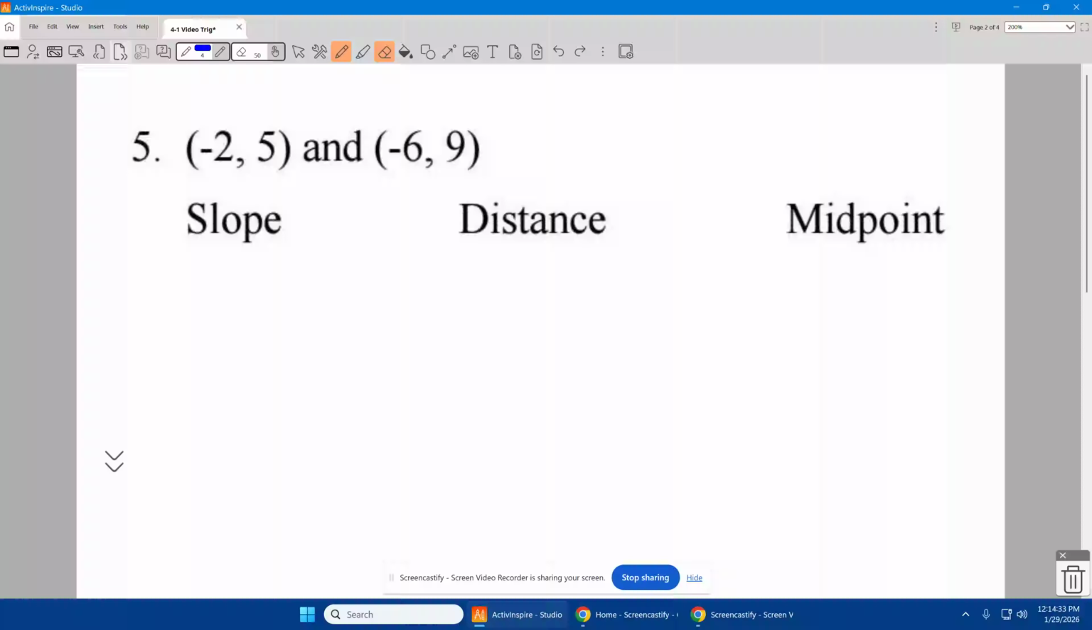Number 5, they want us to find the slope, the distance, and the midpoint between the points (-2, 5) and (-6, 9). So the slope is the steepness. How steep is this guy going from one point to the other? Well, if you remember slope, which we use an M to represent, it's your rise over your run. But I don't have a picture here.